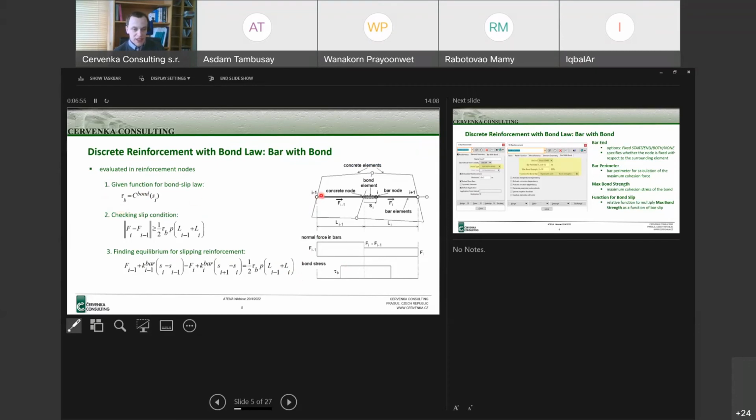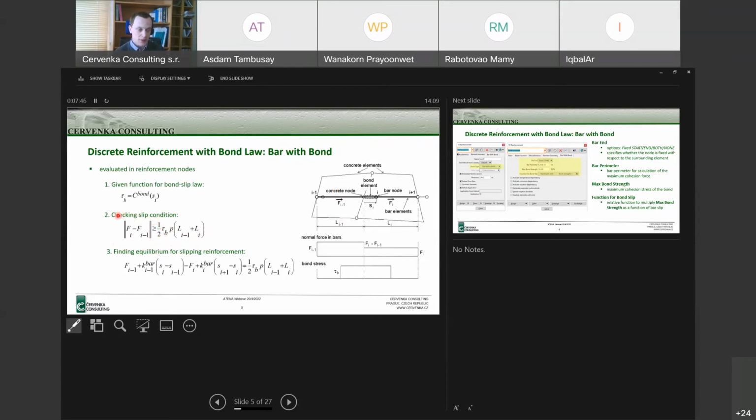At each node of the reinforcement, this relationship is evaluated and calculated, and we check if this condition for slip is fulfilled. The friction is calculated from both sides of the reinforcement, from half of the element size. So this gives the right-hand side of the equation, the cohesion, and the left-hand side of the equation is the difference in the forces in the reinforcement.